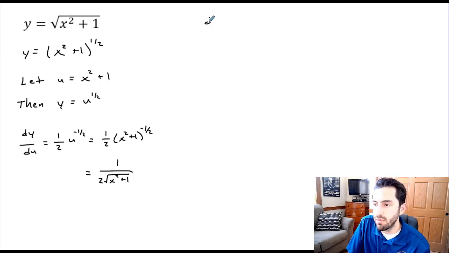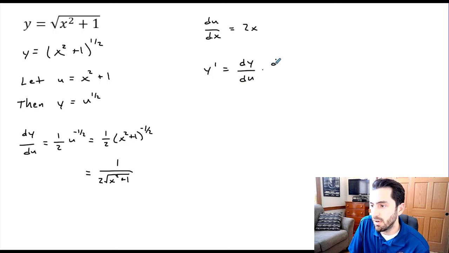Now let's find the derivative of the inside. So the derivative of u with respect to x. And again, we can use the power rule. So the derivative of x squared is 2x. The derivative of 1 is just 0. So y prime is the derivative of the outside times the derivative of the inside.